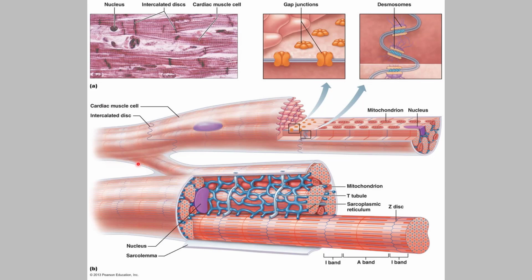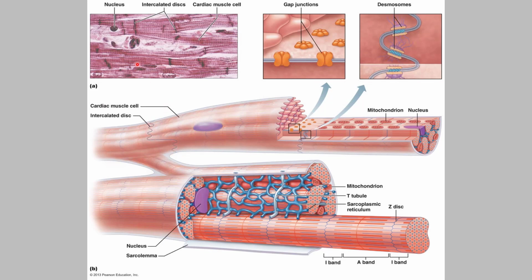So instead, unlike skeletal muscle, cardiac muscle cells join end to end, and that's what we see right here. This is where one cardiac muscle cell ends and where the next one begins. They join end to end at a special feature called an intercalated disc. An intercalated disc is where one cardiac muscle cell ends and the next one begins, and they are joined together.